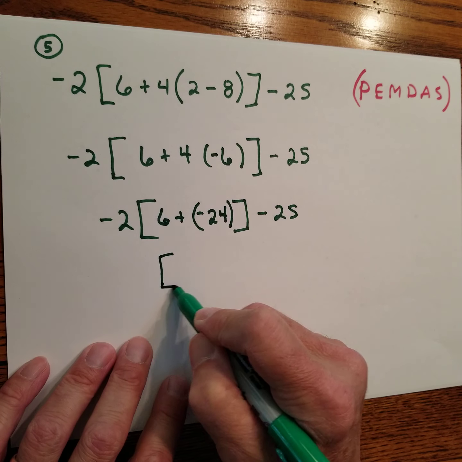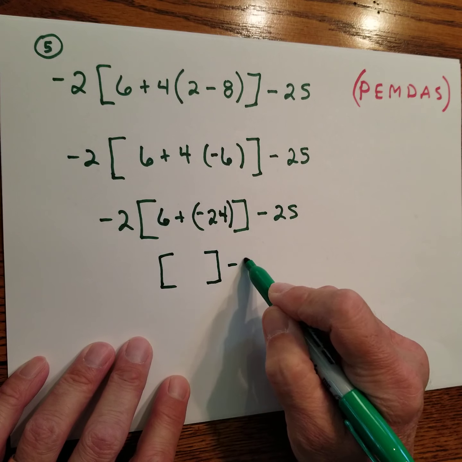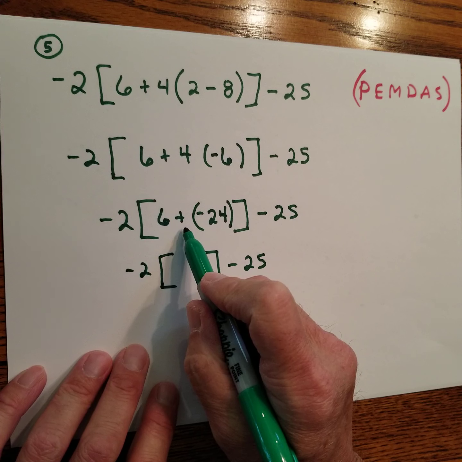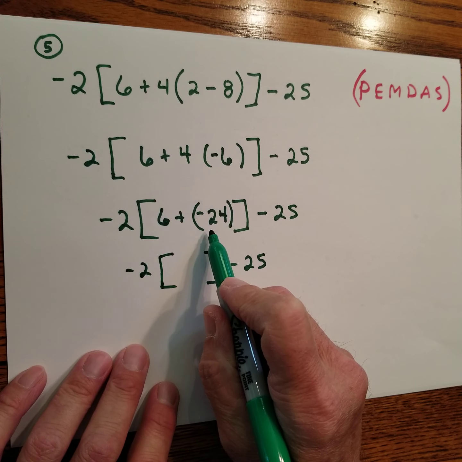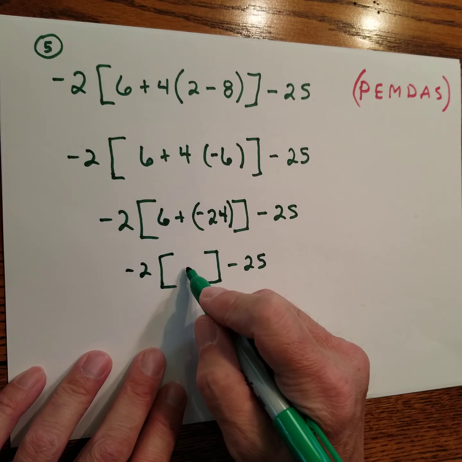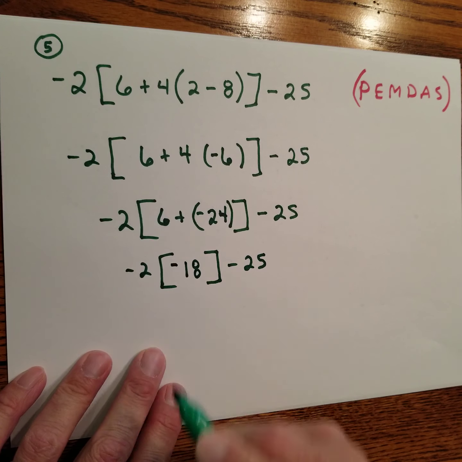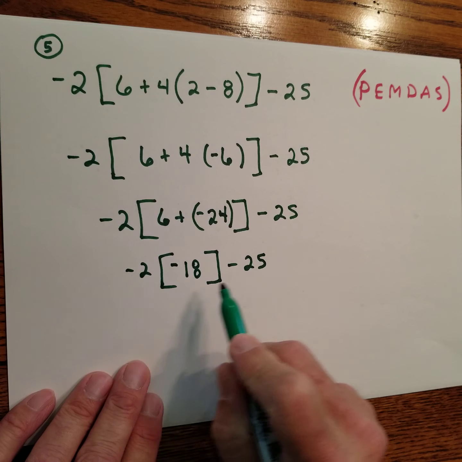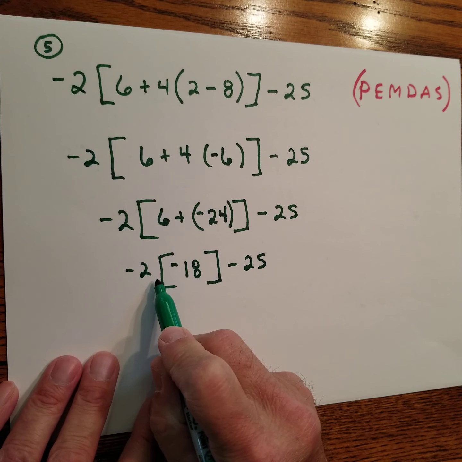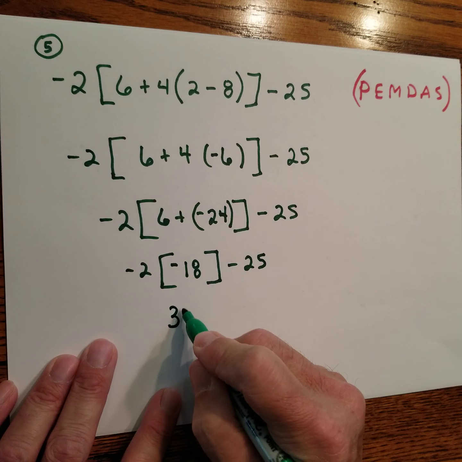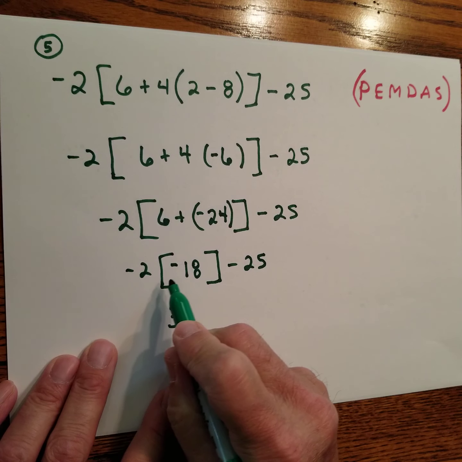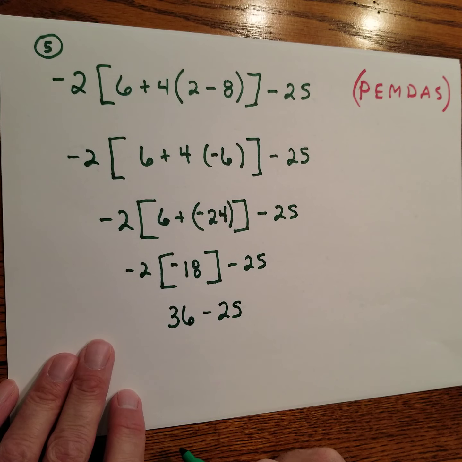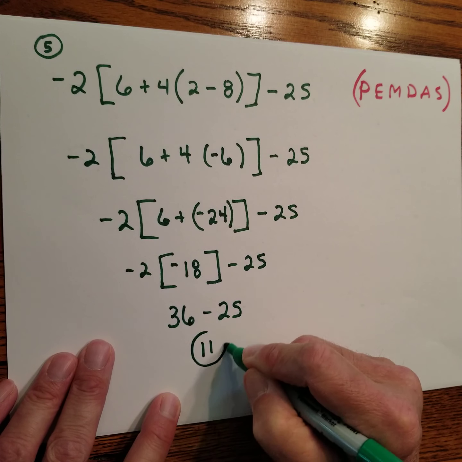Let's finish off work in the grouping symbol. Copy everything else. Now I'm adding a positive and a negative. If I'm adding and the signs are different, I subtract, take the sign off the larger number. Now I've got multiplication and subtraction. Multiply first. 2 times 18, that's 36. Multiplying with 2 negatives makes a positive. And 36 minus 25, that's 11.